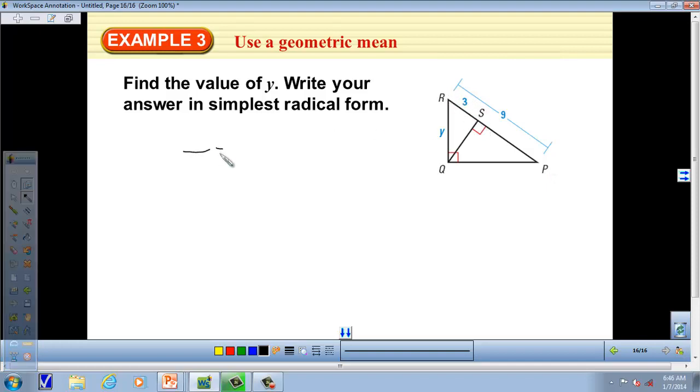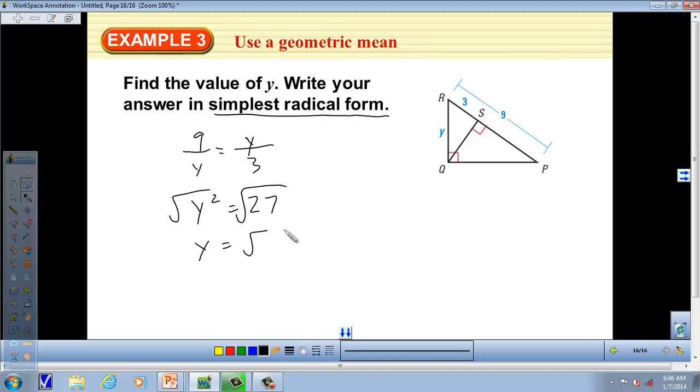So the easiest way to do this is to say that y is the geometric mean of the whole thing, which is 9, and this part, which is 3. And then we just cross multiply, giving us y squared here and 27 here. Square rooting both sides, we want simplest radical form. So here we get y, and over here the square root of 27, where the biggest perfect square we can divide 27 by is 9. So we get 9 times 3. The square root of 9 is 3, so we get 3 rad 3. Okay?